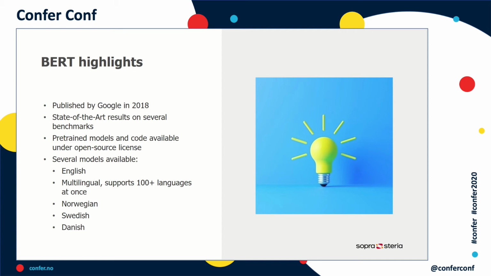And as of now, there are several language models available. There's one for English. There's a multilingual one, which supports over 100 languages at once, but usually a single language model performs better. And just a couple of months ago, models were published for the Scandinavian languages, so Norwegian, Swedish, and Danish, which are also free to use under an open source license, although not published by Google.